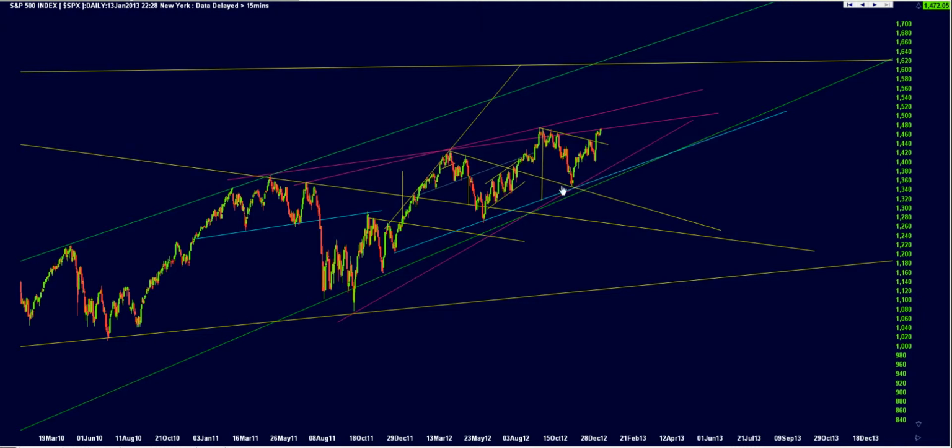Now guys, we have been looking at an inverted head and shoulders pattern in here that is signaling a move up to the 1530s, but I'm not completely convinced yet, which we'll discuss in a moment.